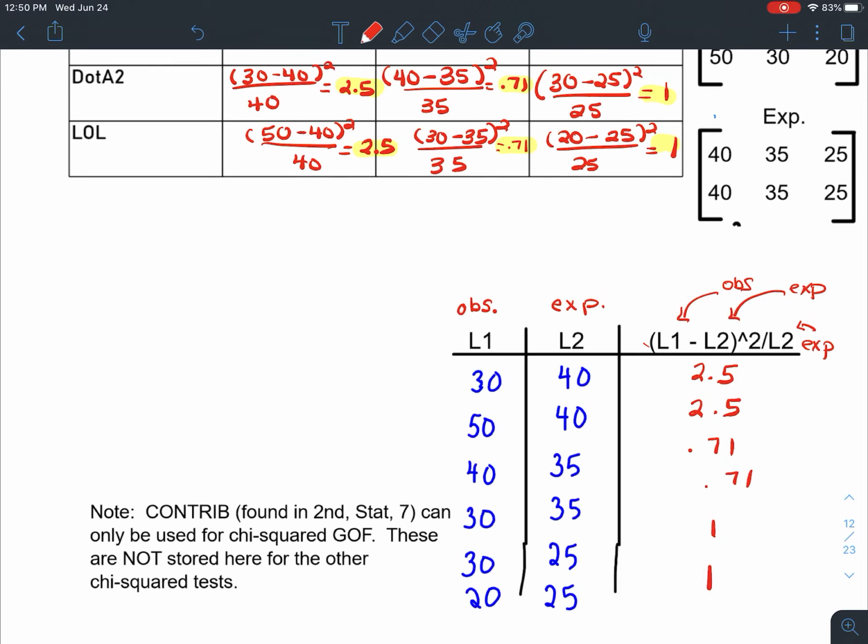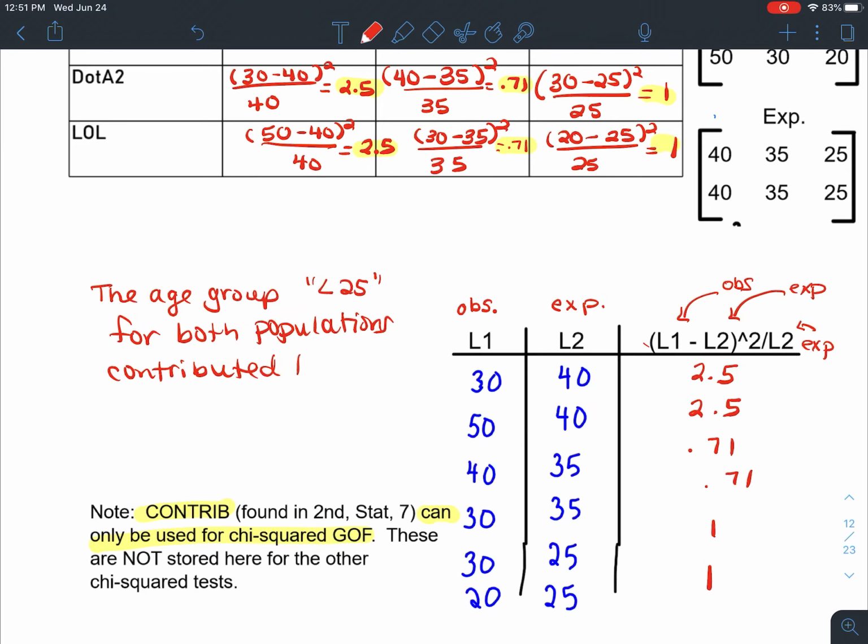Okay, like that. So it's looking like, and I'll just draw your attention to this. It says to note that this contribution can only be used for the chi-square goodness of fit test. As we look at this, it looks like the age group less than 25, actually for both populations, because it was contributing the same amount, contributed the most to the chi-square statistic. I'm getting that because that was the biggest value here.